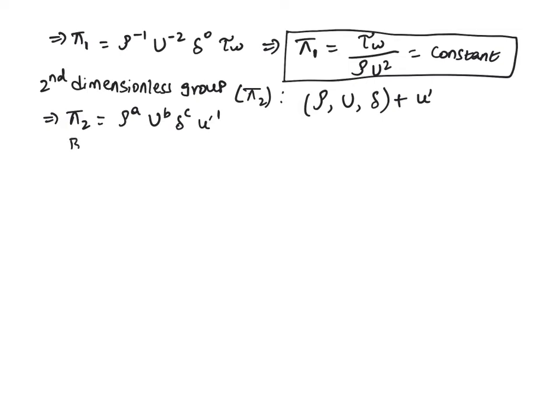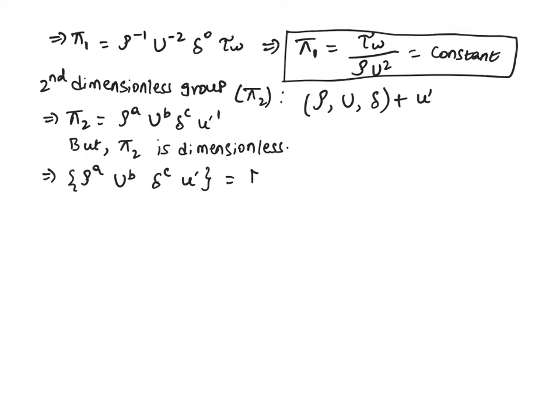But we do know pi 2 is dimensionless, which indicates pi 2 should also be represented in terms of MLT, but since it is dimensionless, or it is a constant, all the powers of individual dimensions should be raised to 0, which implies rho to the power of a, u to the power of b, delta to the power of c, u prime is equal to M raised to 0, L raised to 0, T raised to 0.